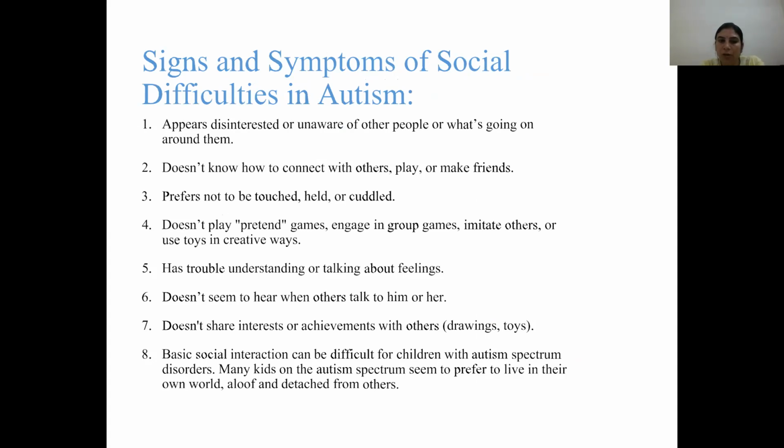Doesn't seem to hear when others talk to him or her. Doesn't share interest or achievement with others, drawings or toys. Basic social interaction can be difficult for children with autism spectrum disorders. Many kids on the autism spectrum seem to prefer to live in their own world, aloof and detached from others.